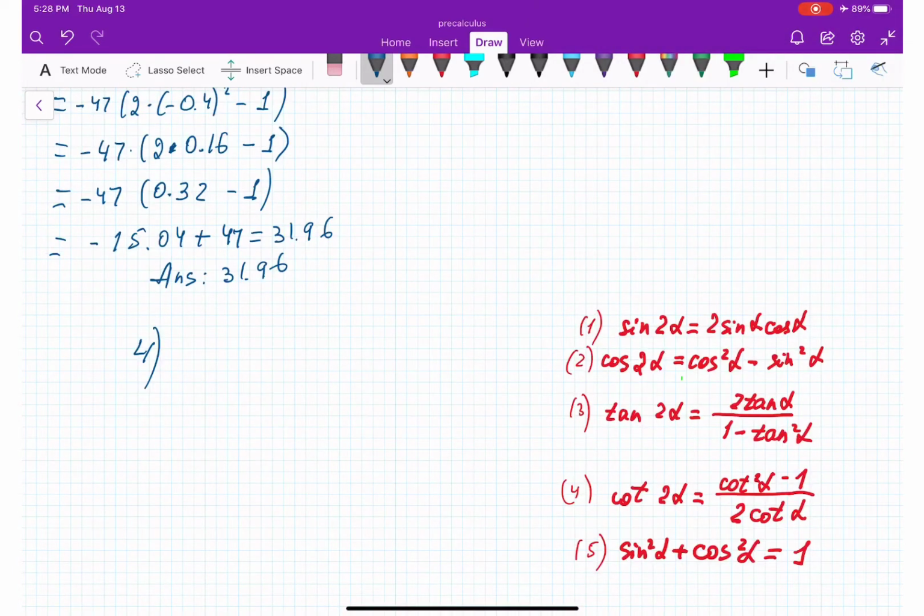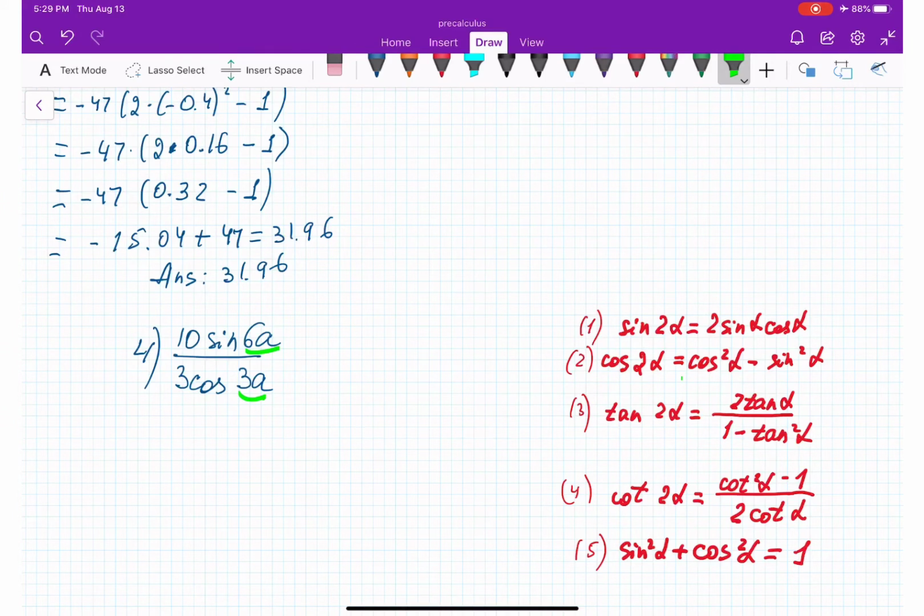Question number 4. We have 10 sine 6a over 3 cosine 3a. Okay, look what we have. We have here 3a, here we have 6a, which means we are going to deal with double angle, right? All right, we can open the sine 6a.